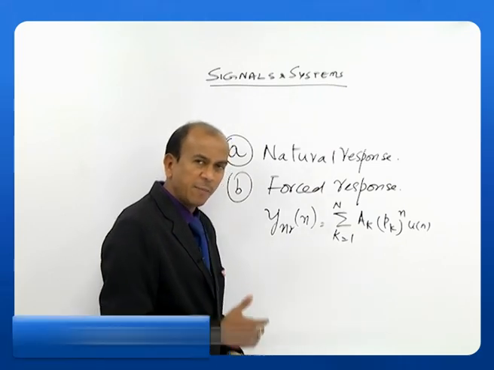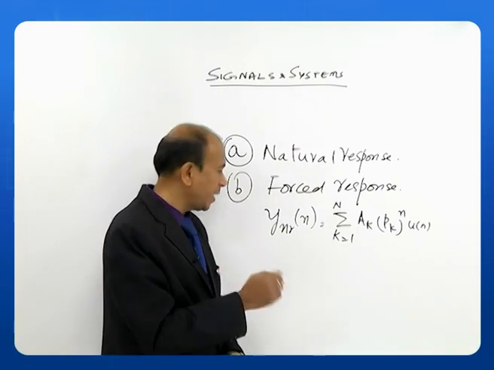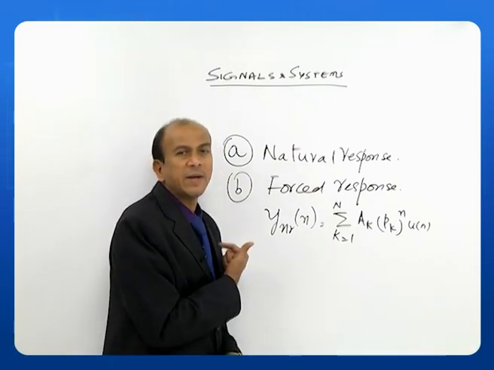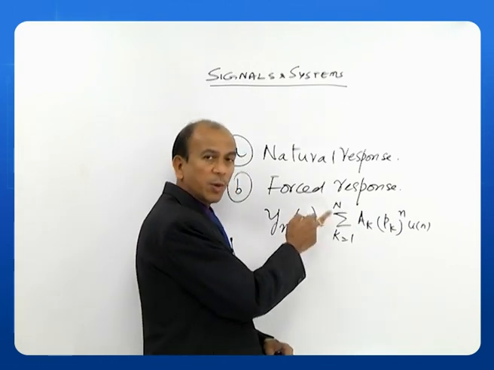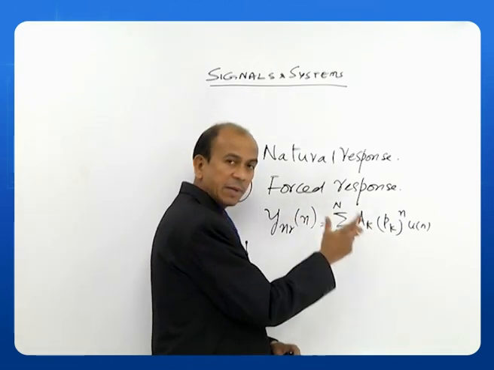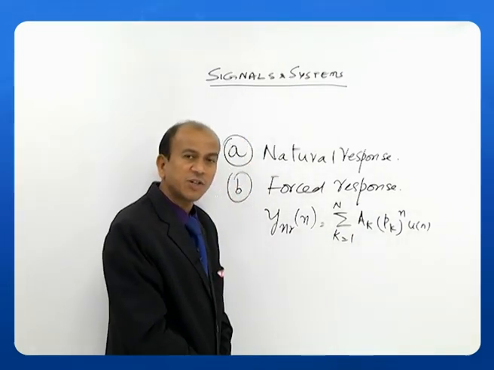As we have been using since some time, y is used as a response. So here nr we are adding to indicate that it's a natural response. This will be equal to a summation k is equal to 1 to N of a_k, which is some multiplying constant, and p_k to the power of n u of n. So this is the natural response of a system.